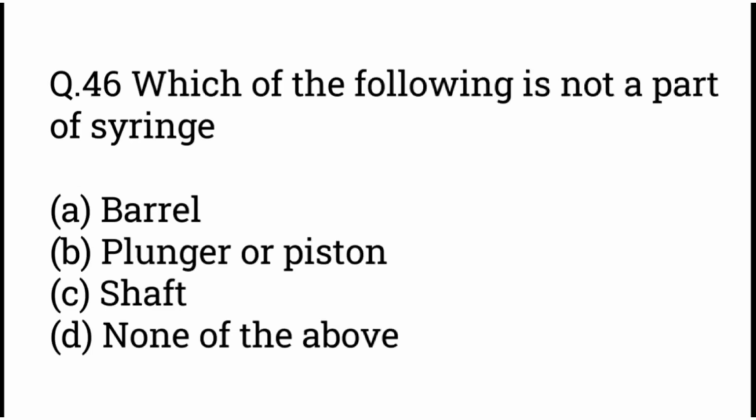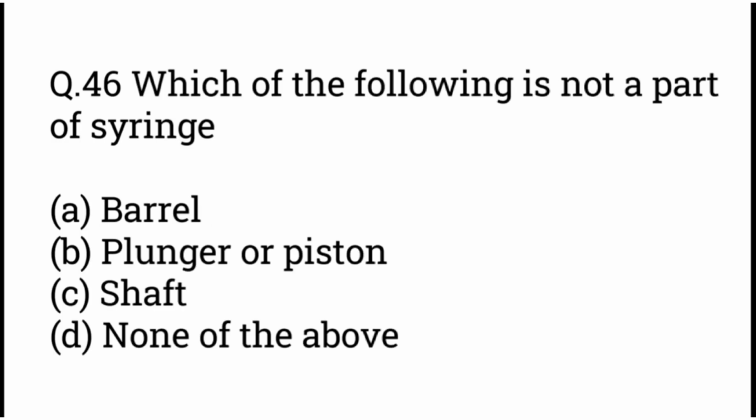Which of the following is not a part of a syringe? Barrel, plunger or piston, shaft, none of the above. See here, the word shaft is never used in a syringe. The barrel, the plunger or piston are parts of the syringe, and the word shaft is actually used for the length of an instrument, not in the syringe or the needle.